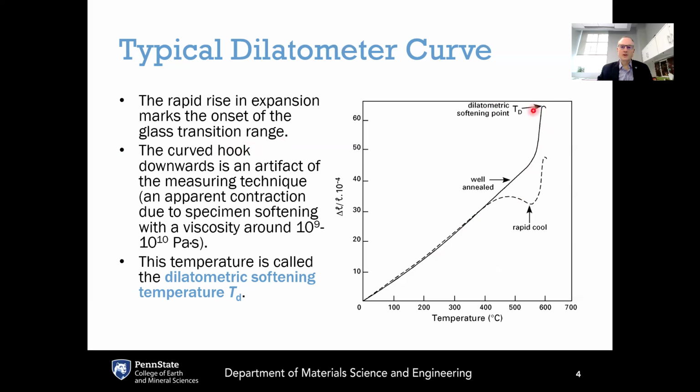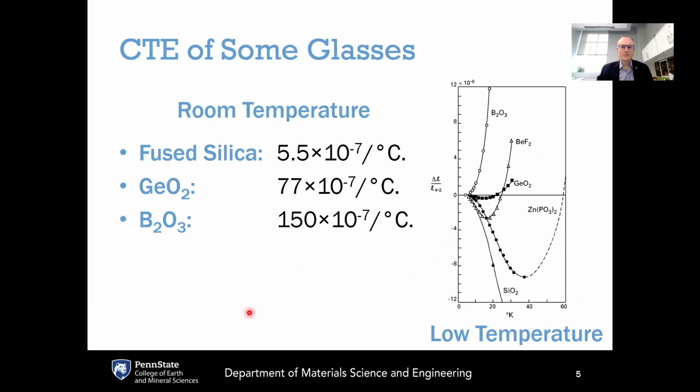This curved hook downwards here, this dilatometric softening point, is an artifact of the measuring technique because of the slumping of the sample, softening under its own weight. This is an apparent contraction, which is not actually a contraction of the sample because it's just slumping. And this occurs at viscosities around 10^9 through 10^10 Pascal seconds. That temperature is called the dilatometric softening temperature and is designated as T sub D.